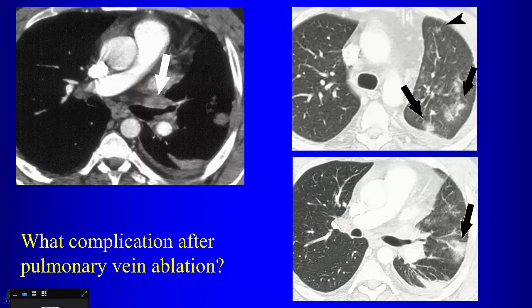What complication occurred here? Infarcts. Infarcts from what? Venous occlusion, right. This is thrombosis here of the left superior pulmonary vein, and these are venous infarcts. So when you have acute venous thrombosis, if you have acute thrombosis of pulmonary vein, that can lead to infarcts, and these are infarcts from venous occlusion. Okay?